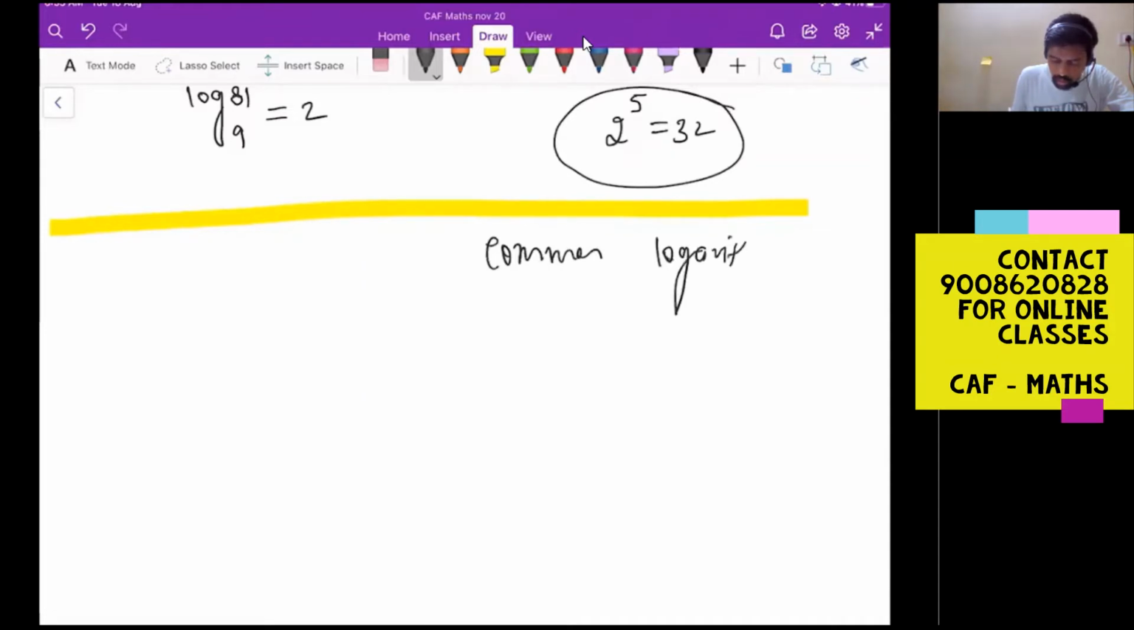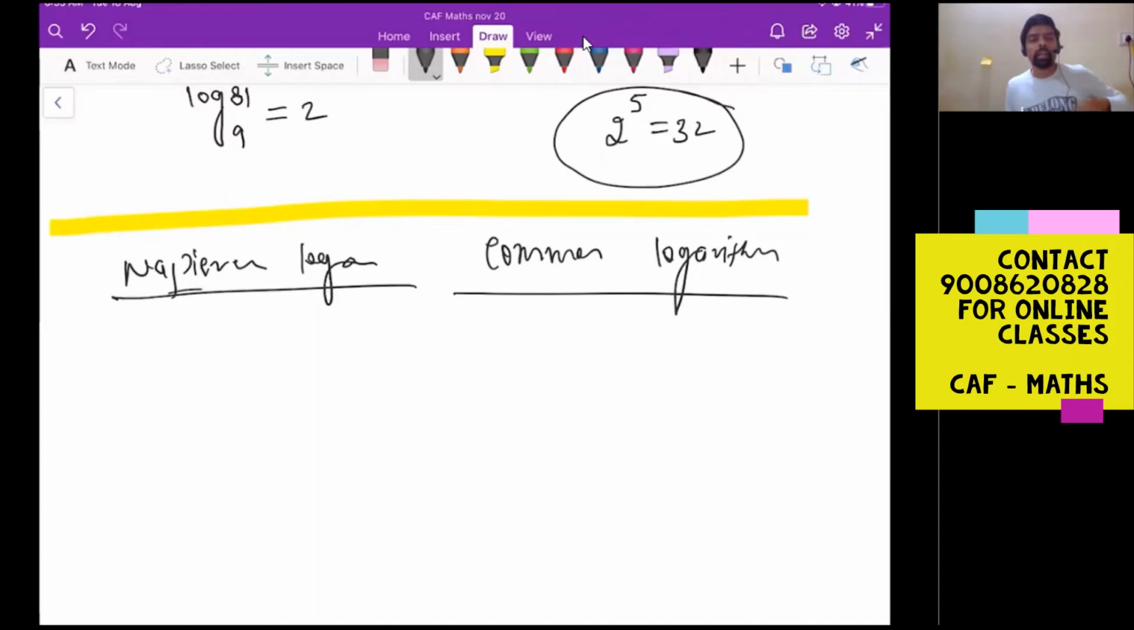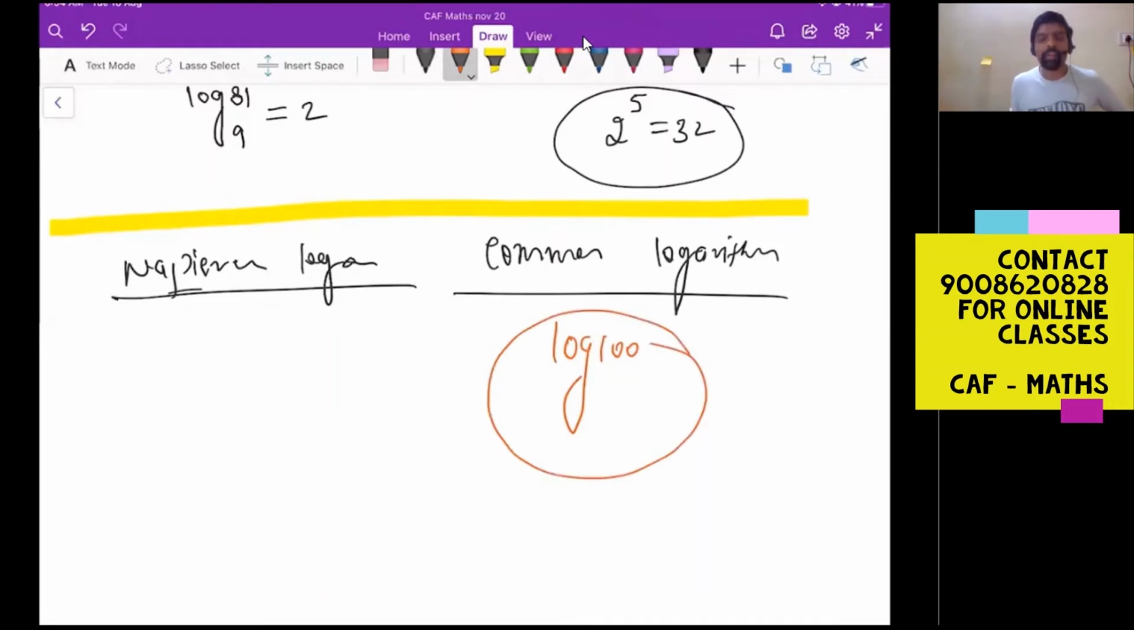One is common logarithms, the other one is Neperian logarithms. Common logarithms means the base will always be 10. Even if you don't write anything, if you simply write log 100, it is assumed that the base will be 10. That is common logarithms. If you don't write anything, the base will be 10.